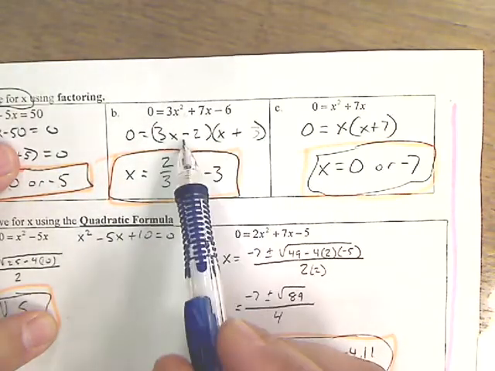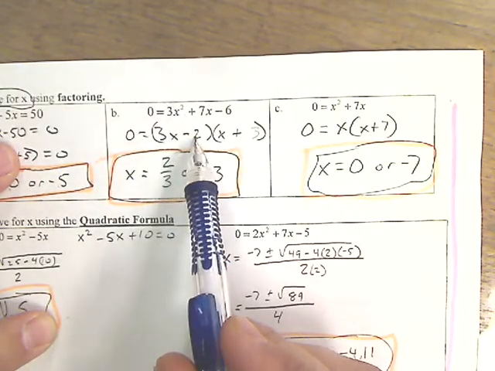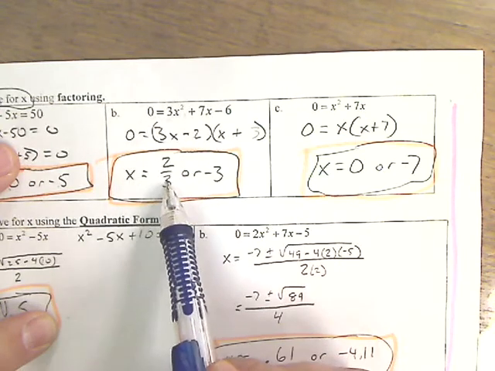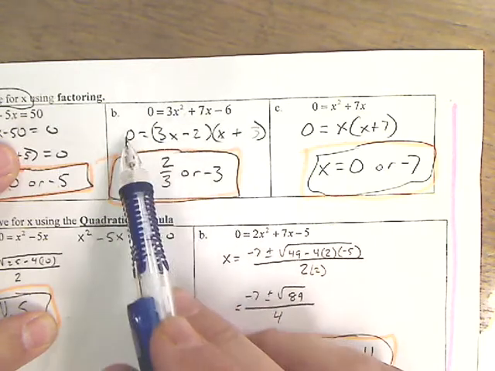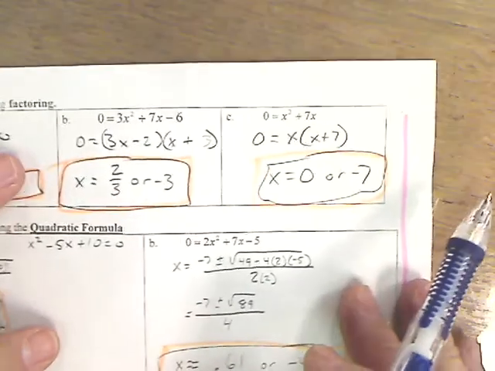Factor this guy. Add the 2 over, divide by the 3. That's how I get the 2/3. Negative 3 plus 3 is 0. 0 times anything is 0, so negative 3 also works.